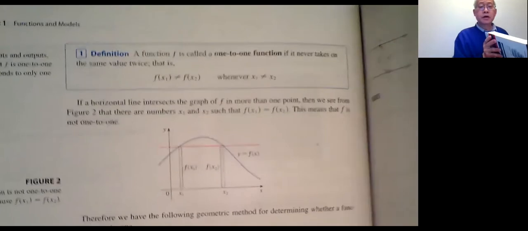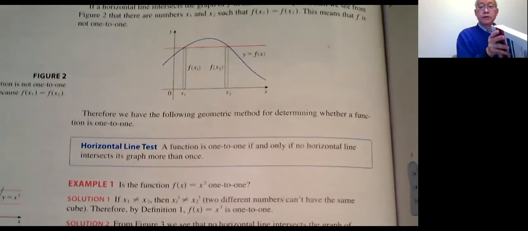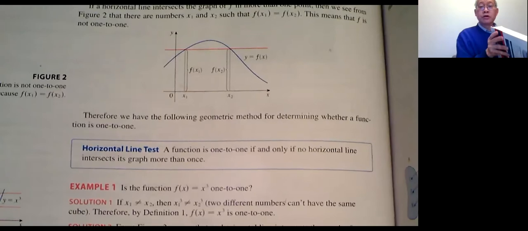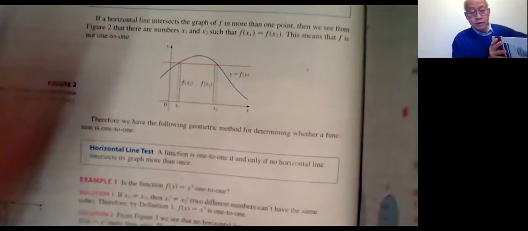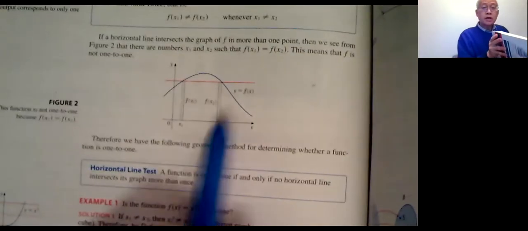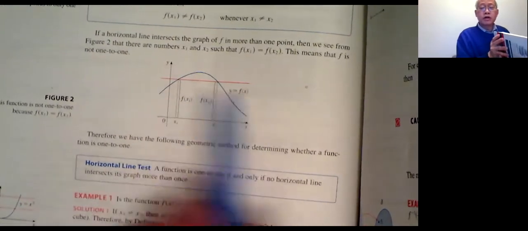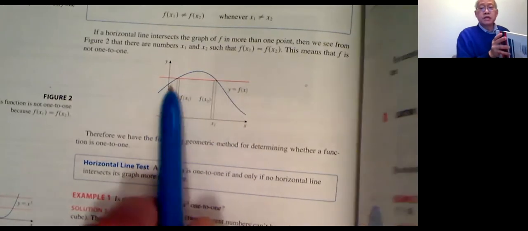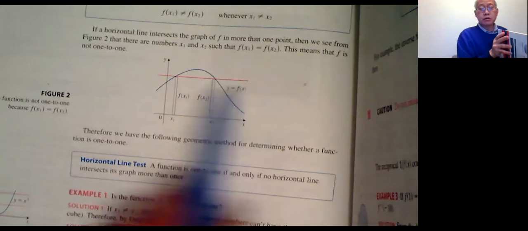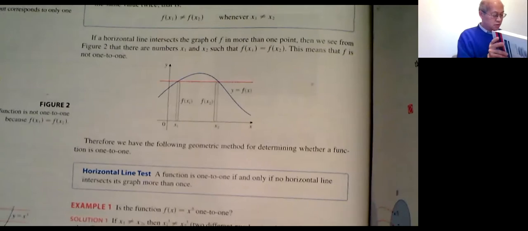That leads to something called the horizontal line test. Now you've heard of the vertical line test for functions. Horizontal line test: a function is one-to-one if and only if no horizontal line intersects the graph more than once. So the graph of figure 2, it's a function. It passes the vertical line test, but it's not a one-to-one function, because there is a particular y value that has two possible values of x. That means a horizontal line will touch at more than one point, so it's not a one-to-one function.